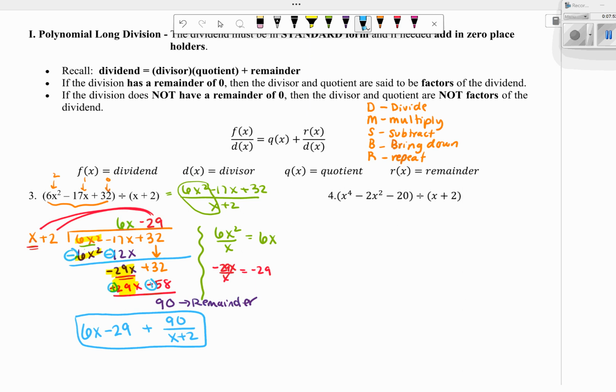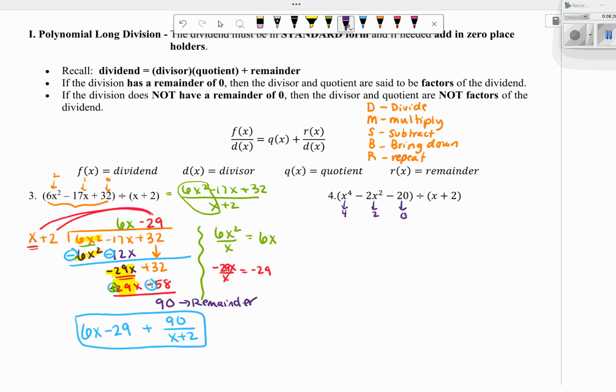So first things first, we want to start setting up our equation. So if you look here though, looking at our dividend, we are missing some zero placeholder. This is a degree 4. We're missing a degree 3 because this is degree 2, and we're missing degree 1, and this is degree 0. So that means we need to add in our zero placeholders for x cubed and x to the first power.